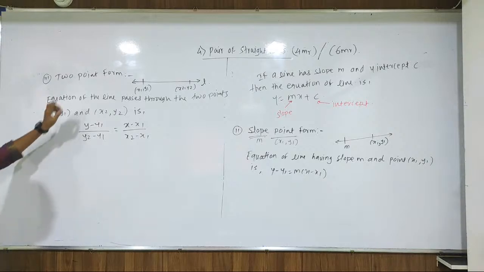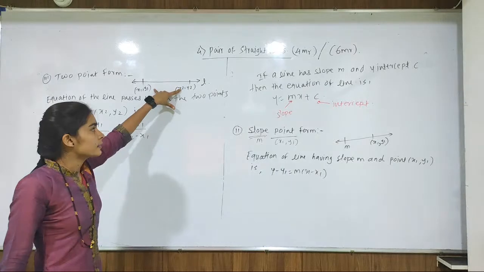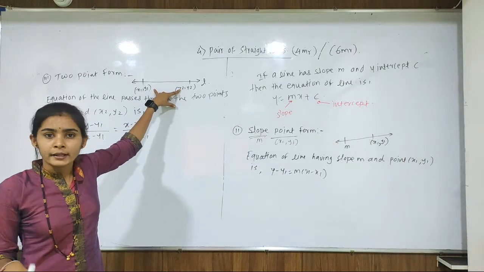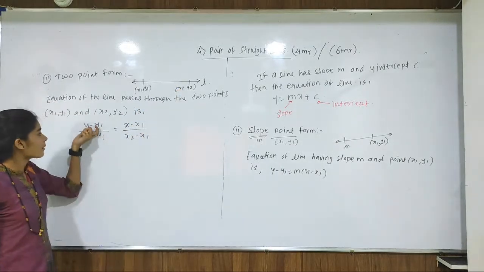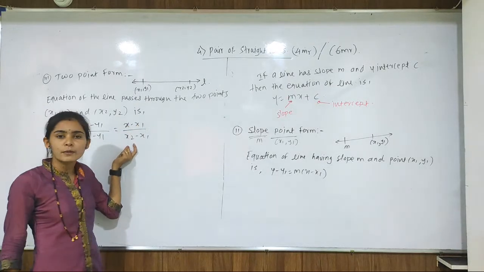Okay, if a straight line is given and on the straight line there are 2 points and we have to find the equation of the line, then we will use this formula: y minus y1 upon y2 minus y1 is equal to x minus x1 upon x2 minus x1.